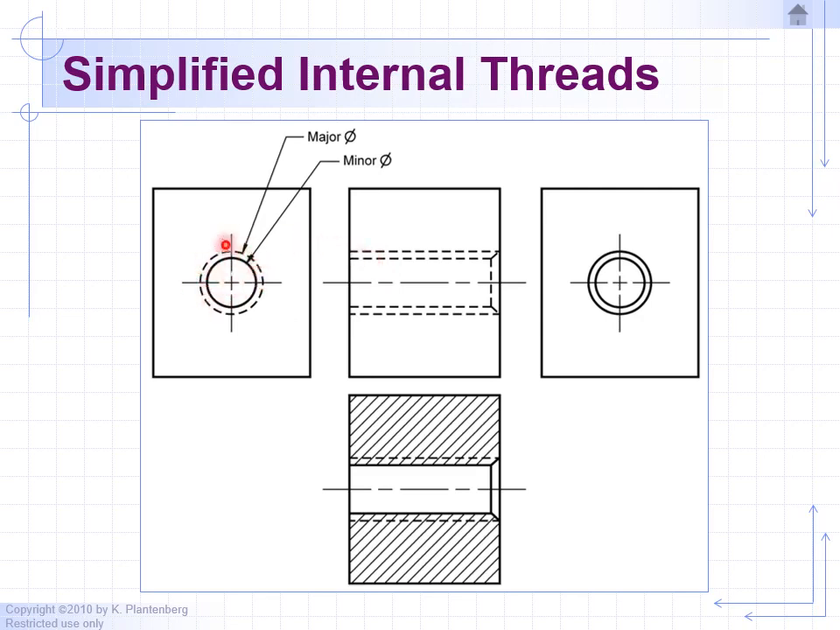From this view, again, we have a block with a tapped hole, as you can see. You would draw a solid object line or circle for the minor diameter, and a dashed line for the major diameter, and that would represent the crest and the root of the threads.